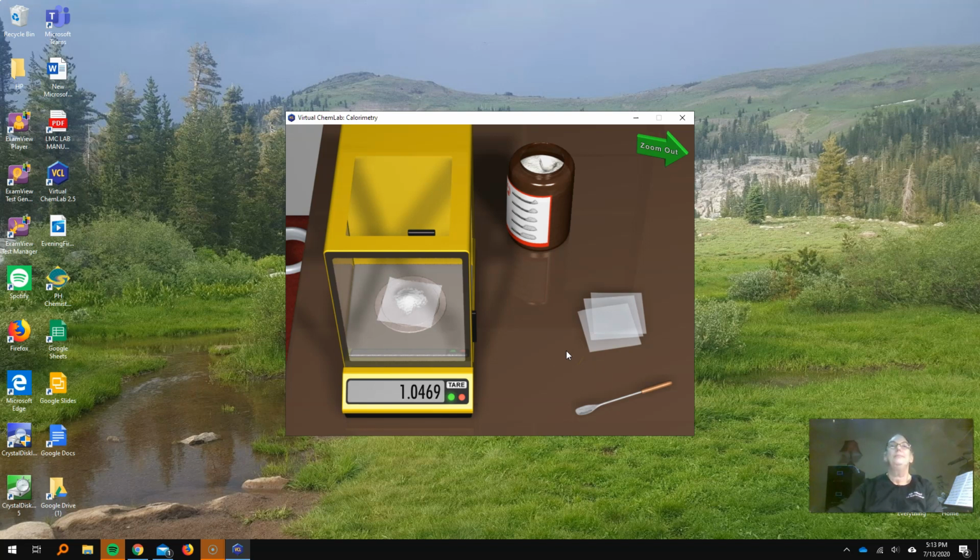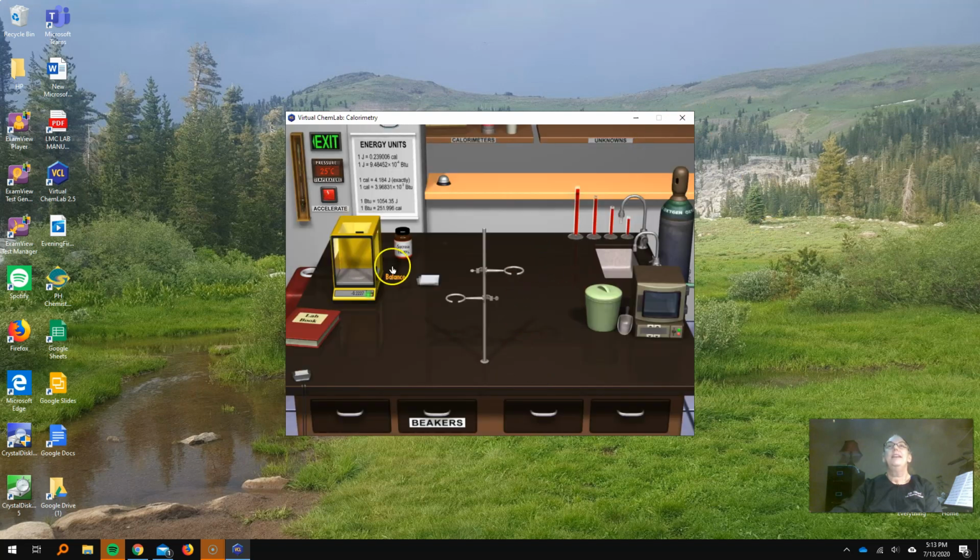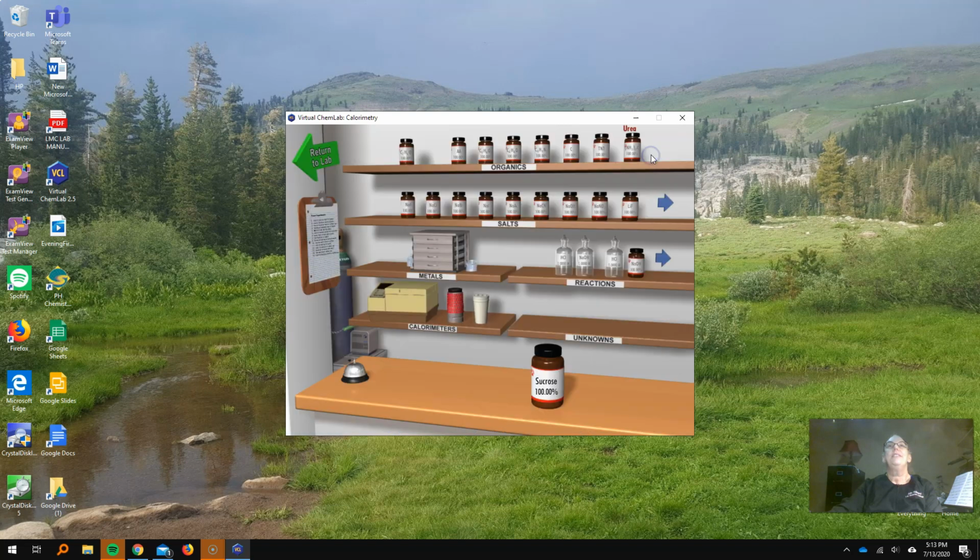1.0469 grams. And that's what you're going to use for the C12H22O11. That's sugar's formula. Let's put the top back on this guy and put this guy away. Go back to the stockroom. Put the sugar back where it belongs. Now what do we got?